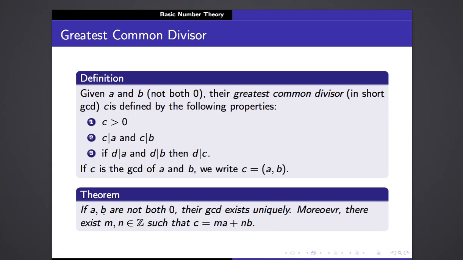If A and B are not both equal to 0, their GCD exists uniquely. Moreover, there exist two integers m and n such that C equals mA plus nB. In other words, this is an equation, and this equation has a solution m and n, integer solutions m and n.